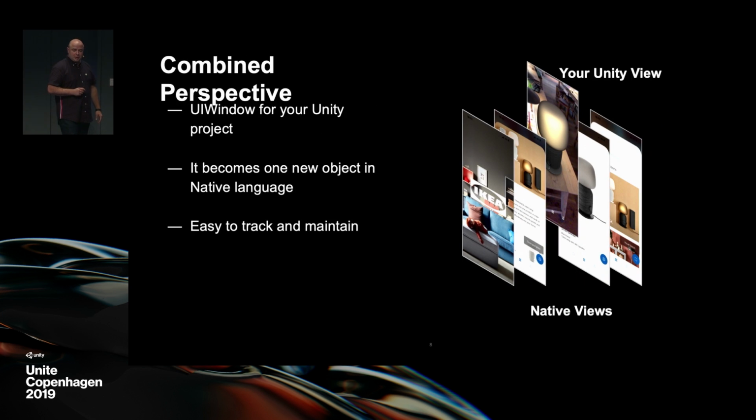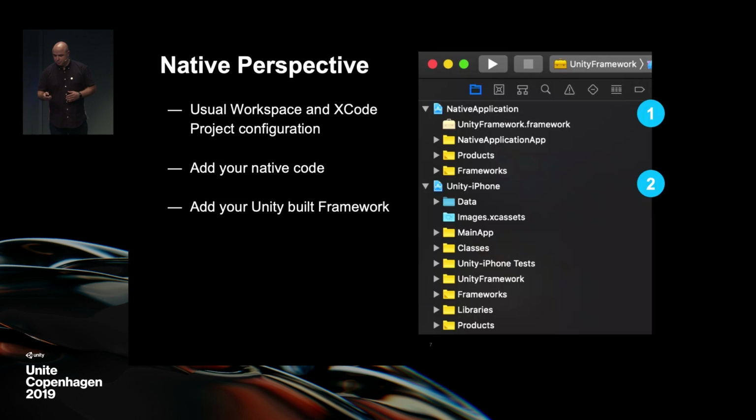On the native perspective, there will be minimal changes. When you add your Unity project to your workspace based on your native application, the only thing you need to link is one embedded framework. We can see on number 1, your native application, and right below, your Unity framework that you can add based on your Unity built project. For the developer, this is everything you need to do on Xcode to make the integration, besides the coding.